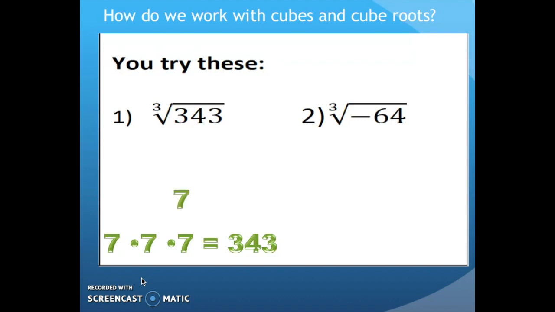Okay, let's look at number 2. I hope you're asking yourself, what number times itself 3 times will give me 64? If you say 4, you're correct. So we just go into what is the cube root of 64. So remember, you're going to write that 4 and bring your negative down. So the cube root of negative 64 is negative 4. Hope that's making sense.